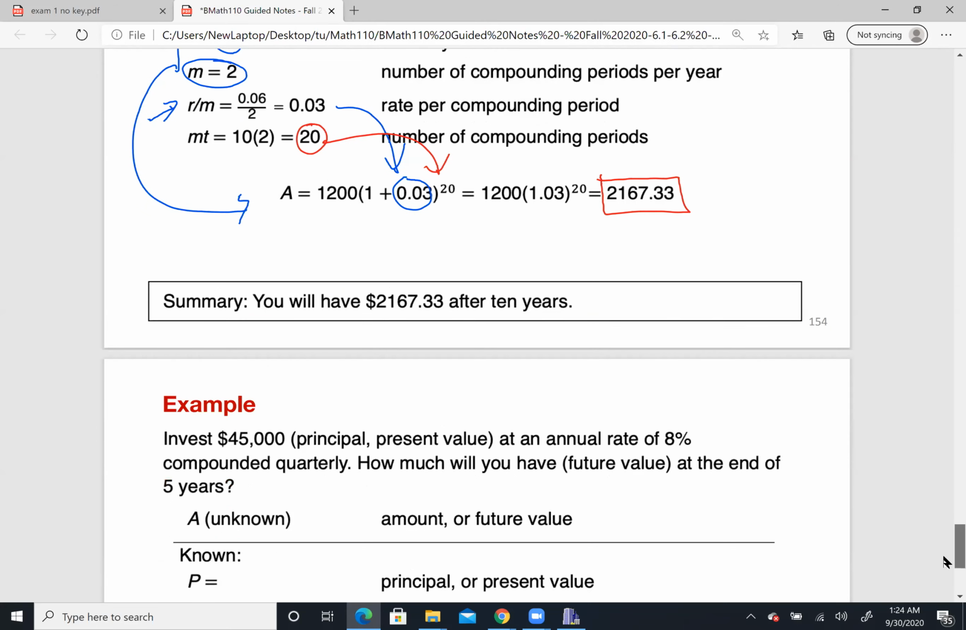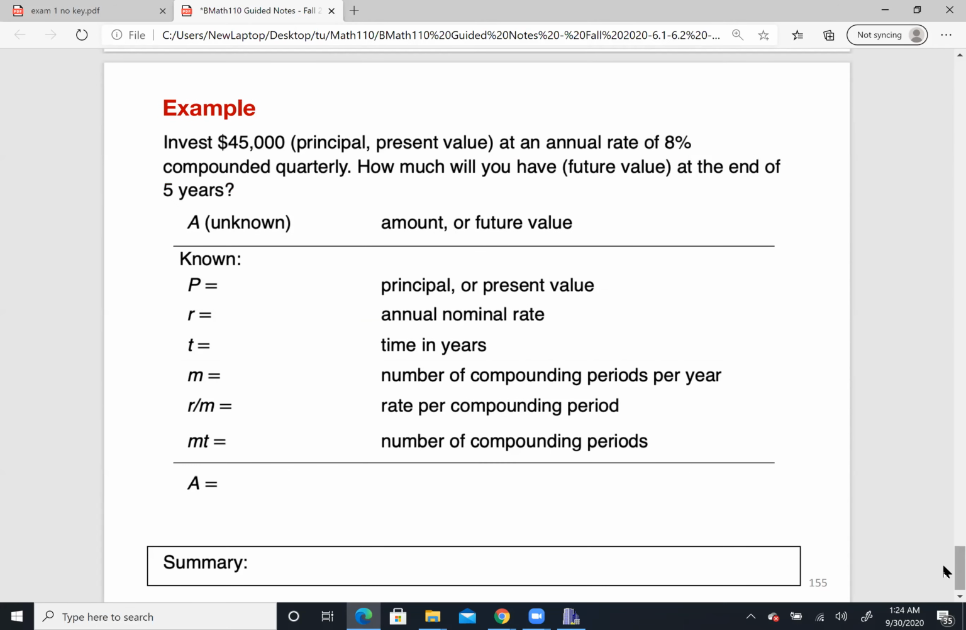Okay, so let's do an example: invest 45,000 at an annual rate of 8%. So in here the principal amount is 45,000. So P is 45,000, right? Okay. What else do I have? At an annual rate of 8% compounded quarterly. Okay, see that? The word compounded, and quarterly.